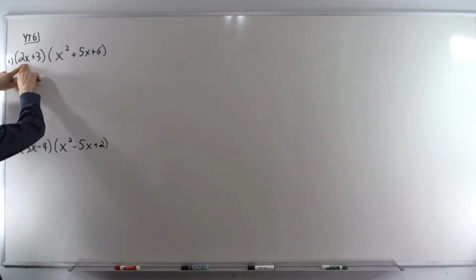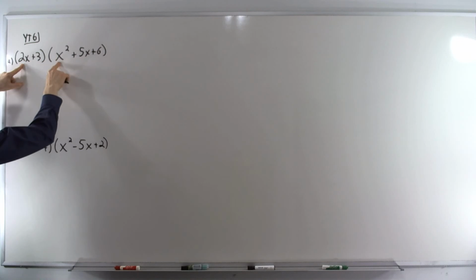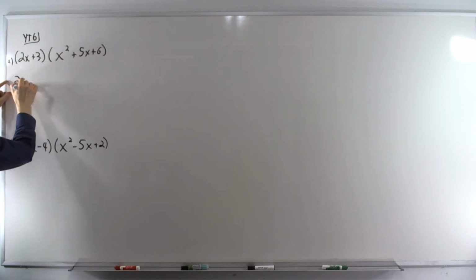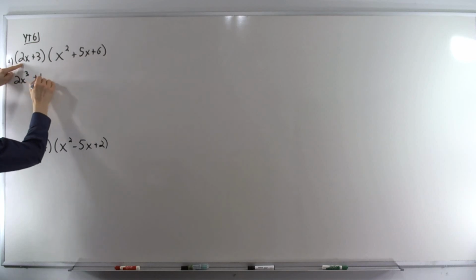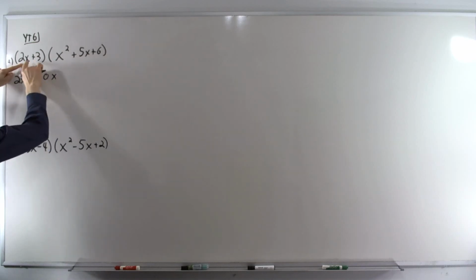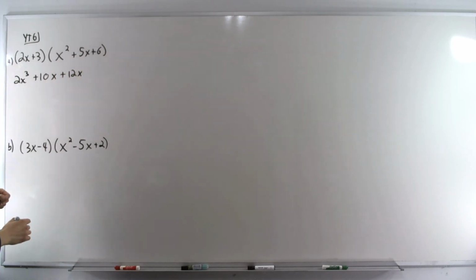First one, I'm going to start with 2x and distribute the 2x into the trinomial. 2x times x squared is 2x to the third. 2x times 5x, that's 10x. 2x times 6 is 12x.